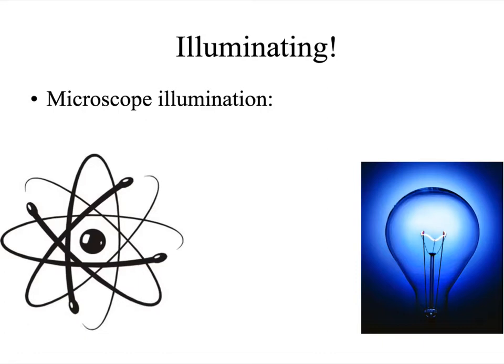There are two major types of microscope we're going to look at. The light microscope uses light as a source of illumination. The electron microscopes are going to use electrons as a way to show us what's going on in very tiny structures.